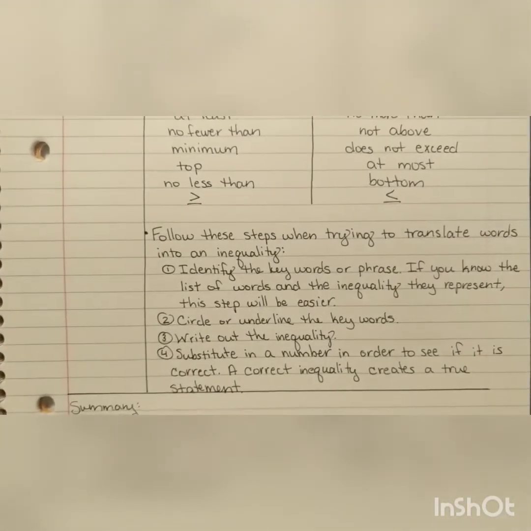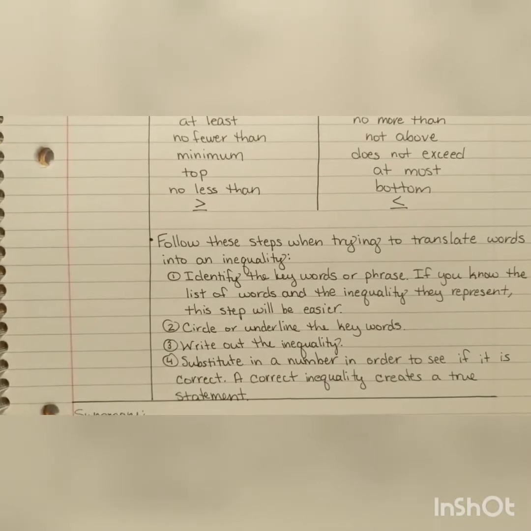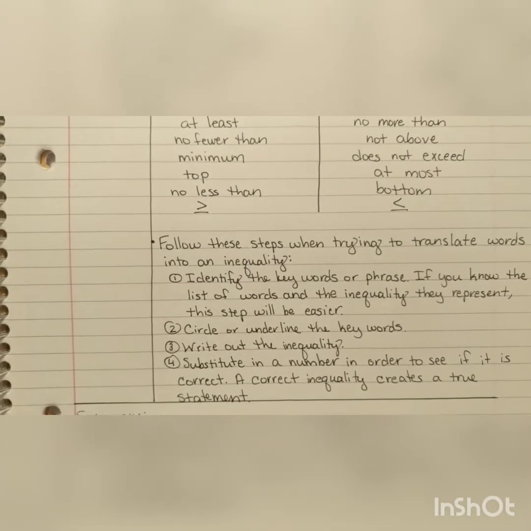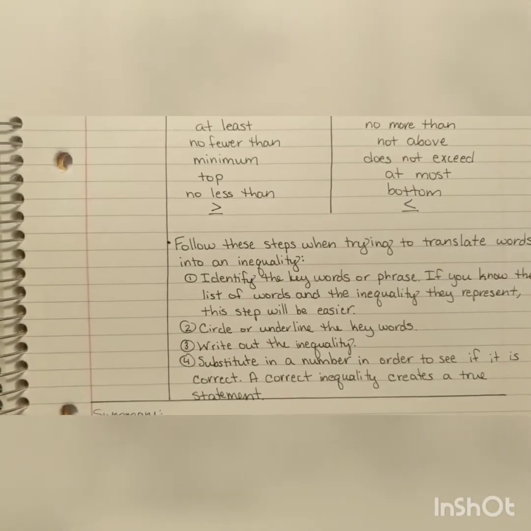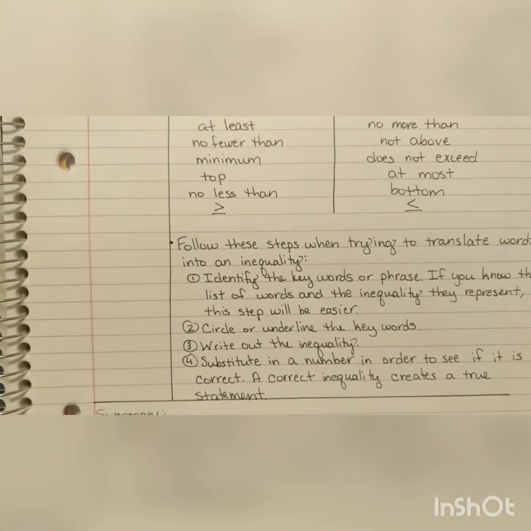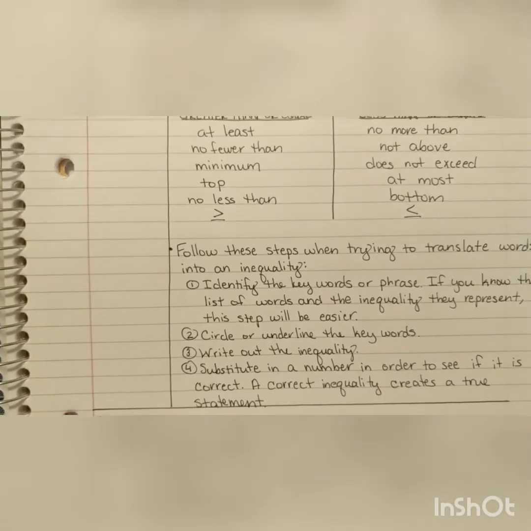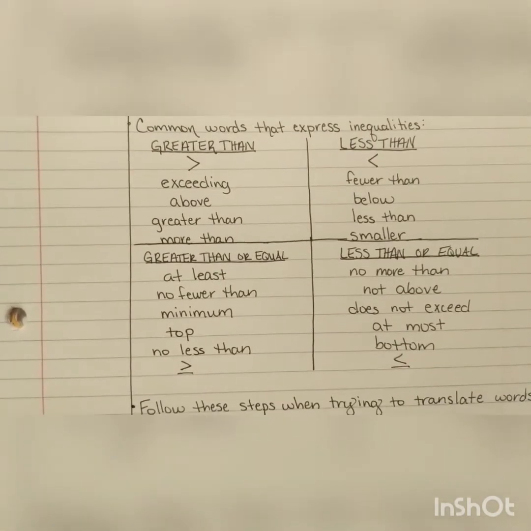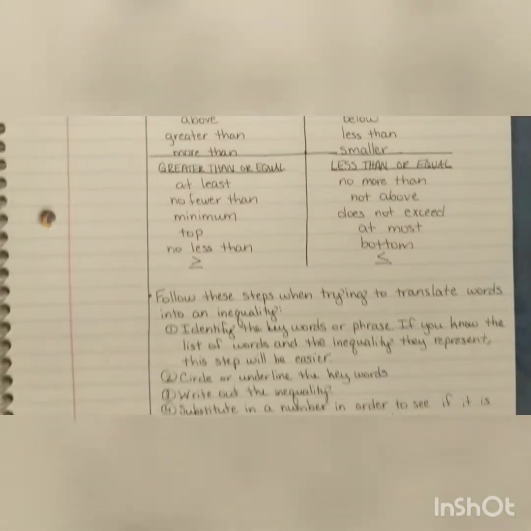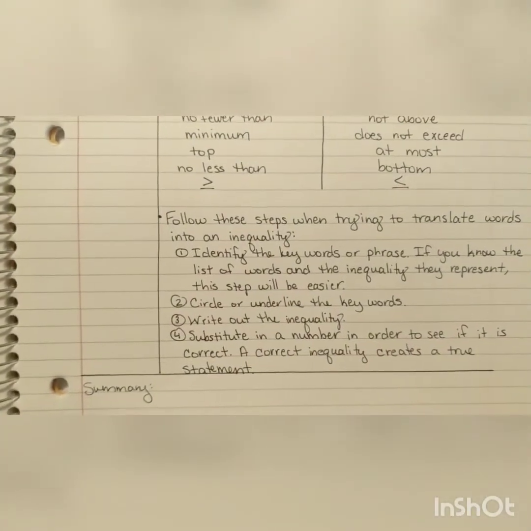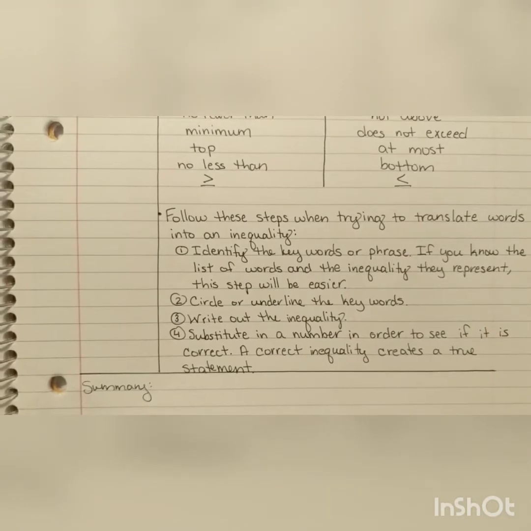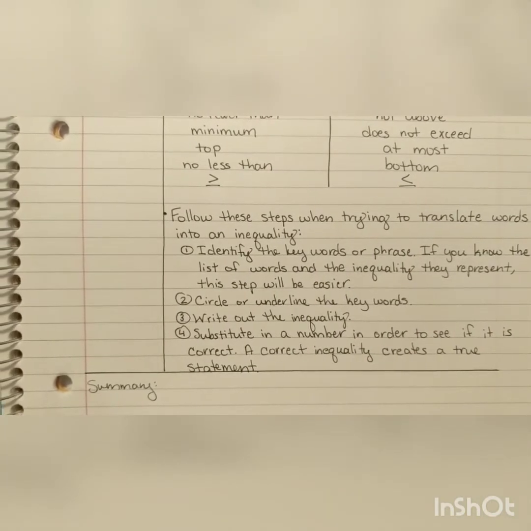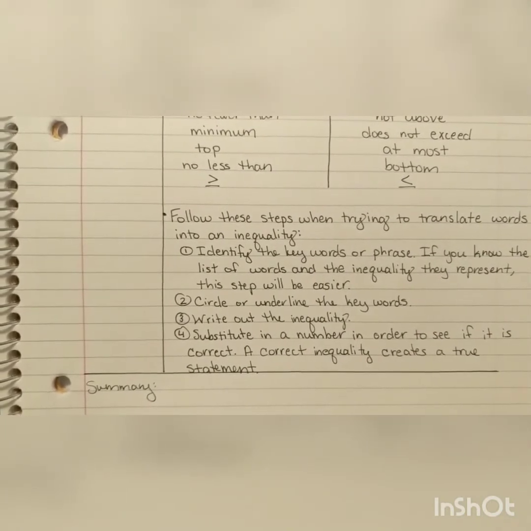Follow these steps when trying to translate words into an inequality. First, identify the key words or phrase. If you know the list of words and the inequality they represent, this step will be easier. So it's really important to become familiar with as many of these words as possible. Circle or underline the keywords, write out the inequality, and substitute in a number in order to see if it is correct. A correct inequality creates a true statement.